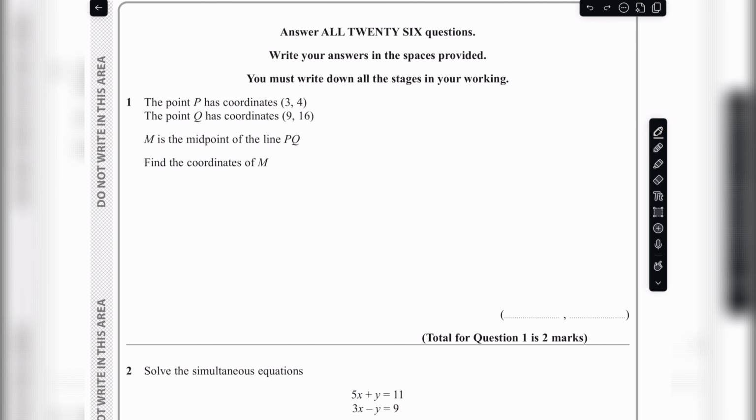In the first question, we are told that the point P has coordinates 3, 4, the point Q has coordinates 9, 16, M is the midpoint of the line PQ. Find the coordinates of M.